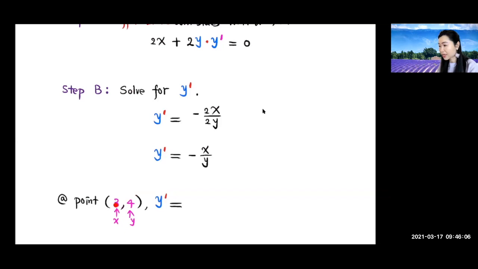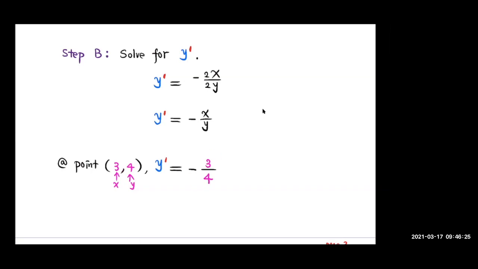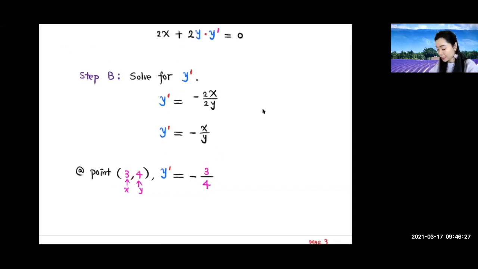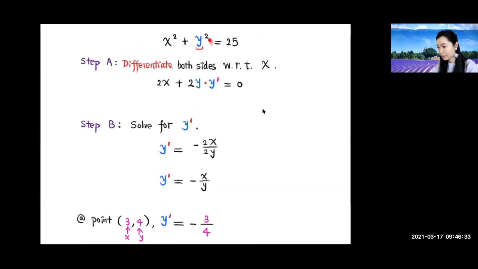So we can substitute x to be 3, y to be 4 into this. So we get y prime is negative 3 over 4. Is this the same result that we got? Yes, that's the same result as the first method. And this method is actually much simpler, right? You don't need to solve for y, and you can just go ahead and use this two step.